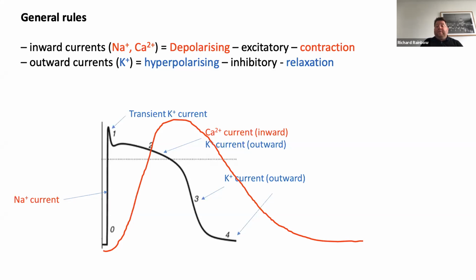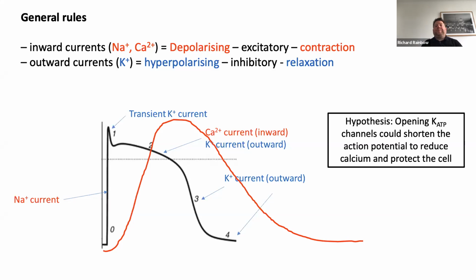So we believed that in cardioprotected cells, we'd see an activation of this channel to cause hyperpolarization of the membrane and shortening of the action potential to preserve energy. And that was really what our hypothesis would be.